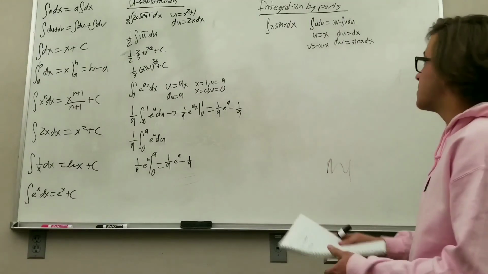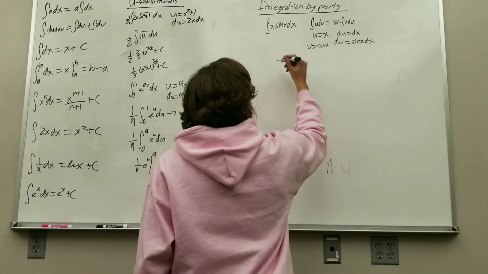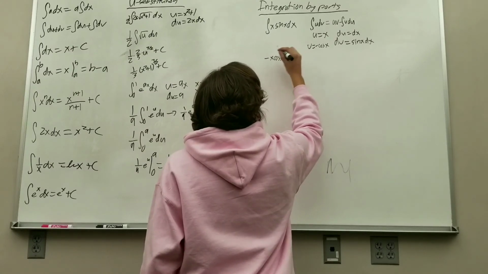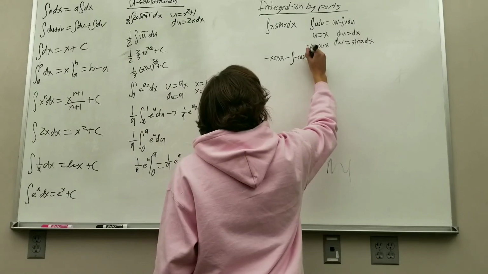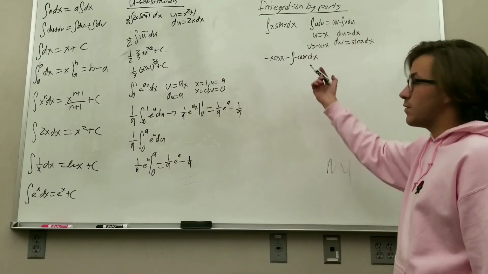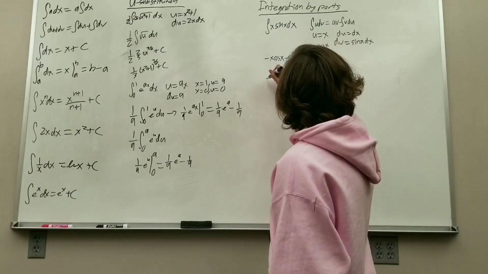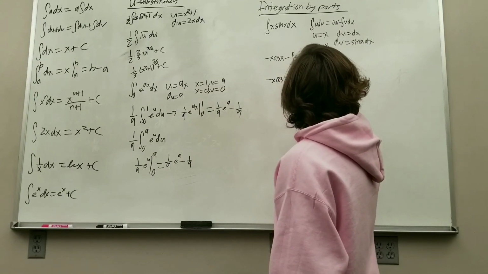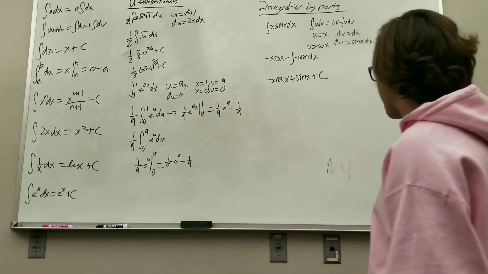And now all we do is plug these back in and hope that that simplifies the integral. So we get negative x cosine of x minus the integral of negative cosine of x dx. And that does simplify the integral a lot, so we can do that. And this just becomes a positive. So you get negative x cosine of x plus sine of x plus c.